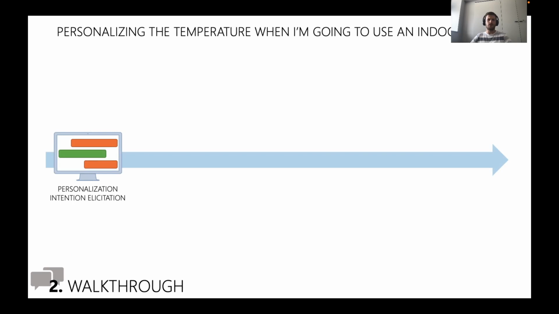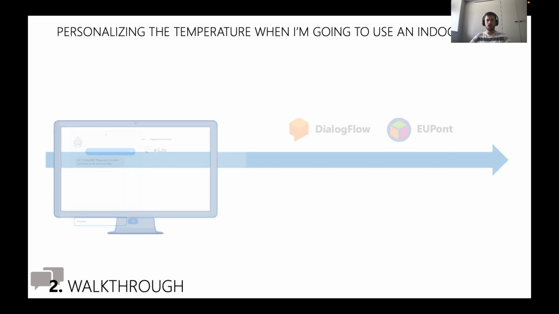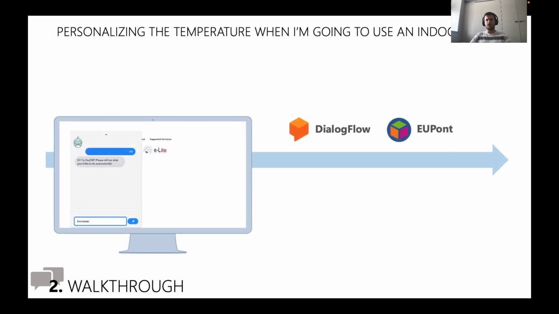First, the user can interact with ATAP to communicate their abstract personalization intention via natural language. To this end, we exploited a semantic-based conversational agent that uses the Dialogflow platform and the EUPONT ontology. The EUPONT ontology in particular is a model that abstracts details such as brands and manufacturers by categorizing the IFTTT triggers and actions under a hierarchy of classes that model the provided functionality.